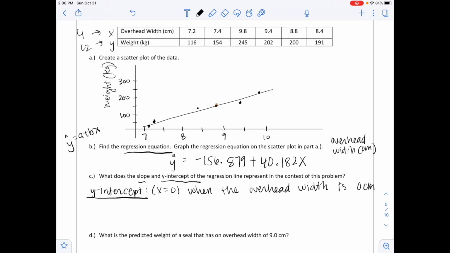if you were to substitute x is 0 into that regression equation that we have in part B, you would get y is equal to, which is our weight. So when the overhead width is 0 centimeters, the weight of the seal is, and so if you substitute in 0 for that x value, we get negative 156.879, and we're dealing with kilograms. And this does not make sense in the context of this problem, so we'll make a little note of that. Does not make sense.